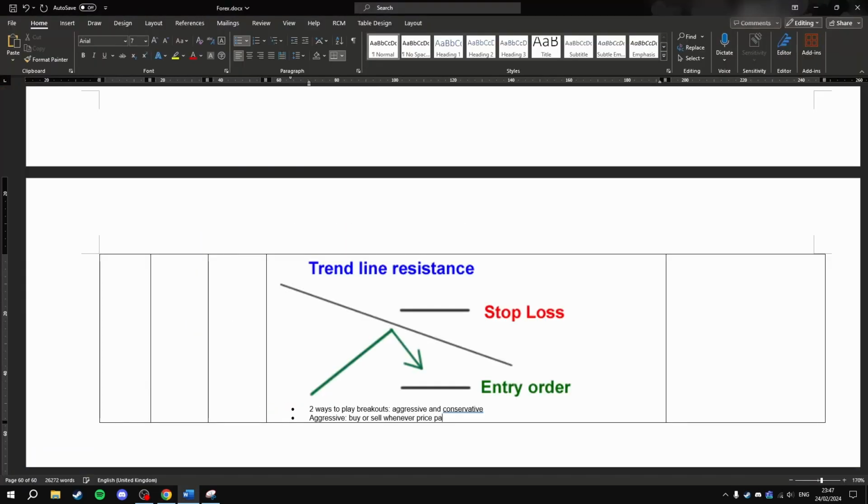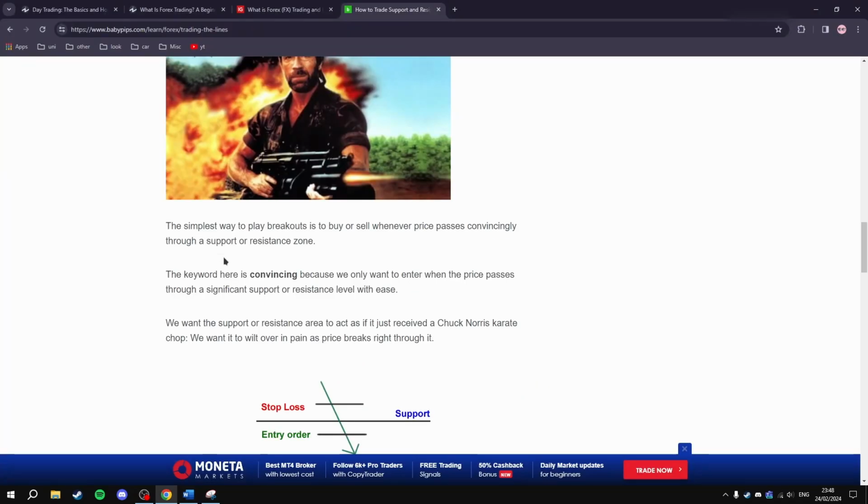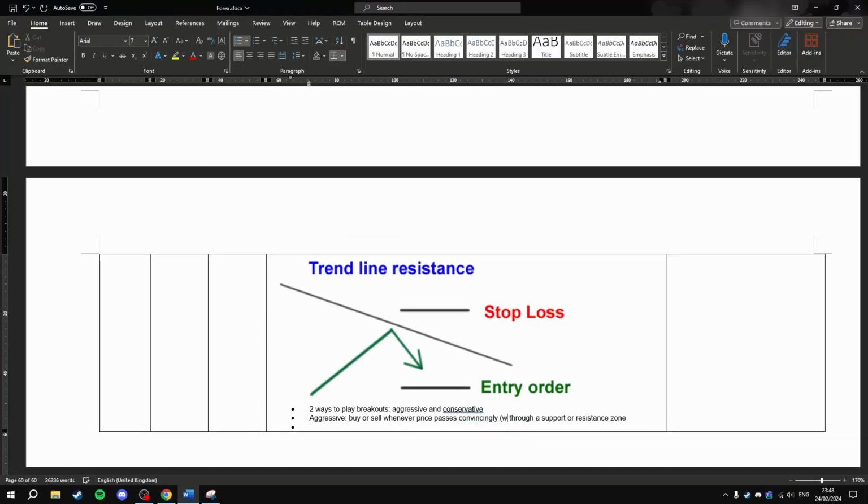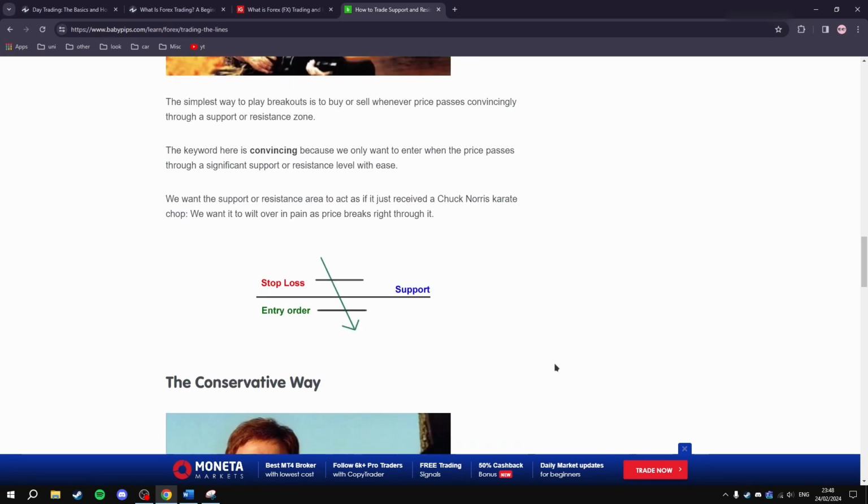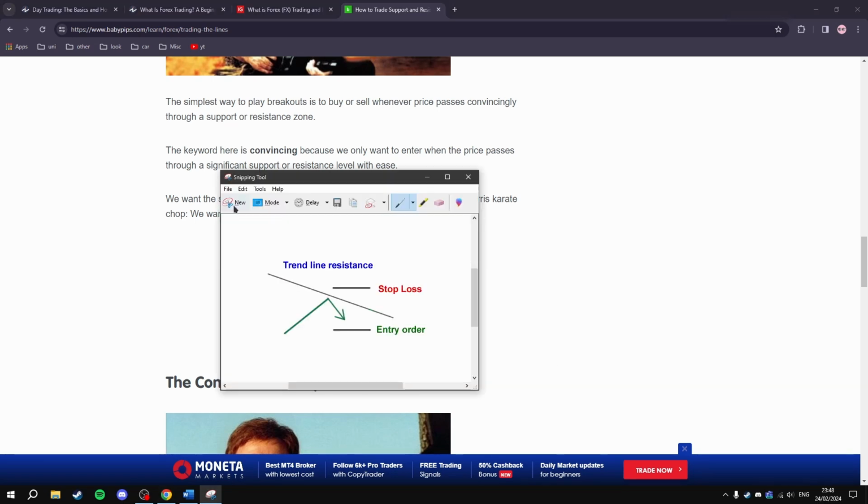Whenever price passes convincingly through a support or resistance zone. The key word here is convincing, because we only want to enter when the price passes through a significant support or resistance level with ease. We want the support or resistance area to act as if it just received a Chuck Norris karate chop. We want it to wilt over in pain as price breaks right through it.